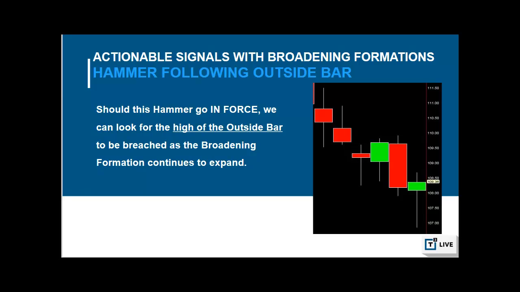Hammer following an outside bar. What we know from actionable signals is a hammer is an actionable signal. In order for it to go in force, it needs to trade above the high of the hammer. So if you look at this, we can look for the high of the outside bar to be breached as the broadening formation continues to expand. What does that mean?